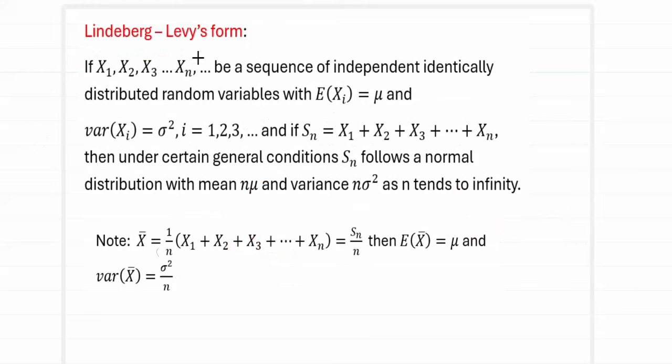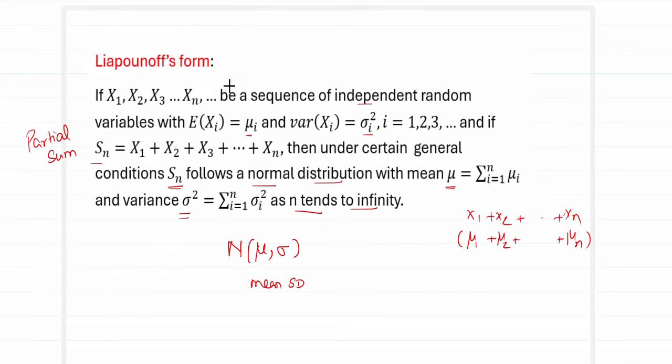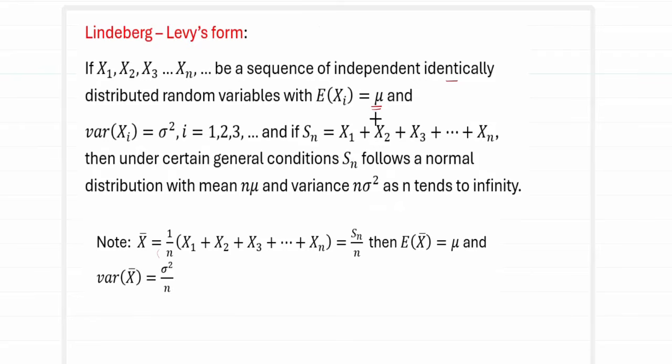The second one is called the Lindeberg-Levy form. Here we have x1, x2 up to xn as a sequence of independent and identically distributed random variables. So here we have identically distributed. Hence E of xi is going to be mu for all the variables, so each one of them will have the same mean mu. That is the difference from the Lyapunov form. In the Lyapunov form, each one of them had a different mu, but over here each one of them has the same mu.